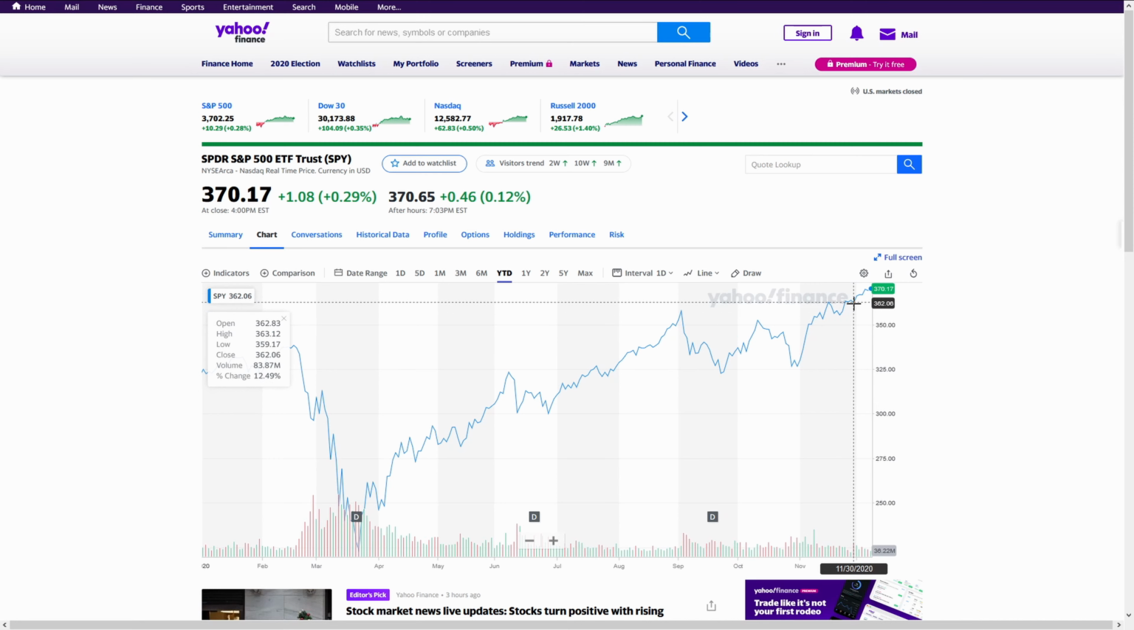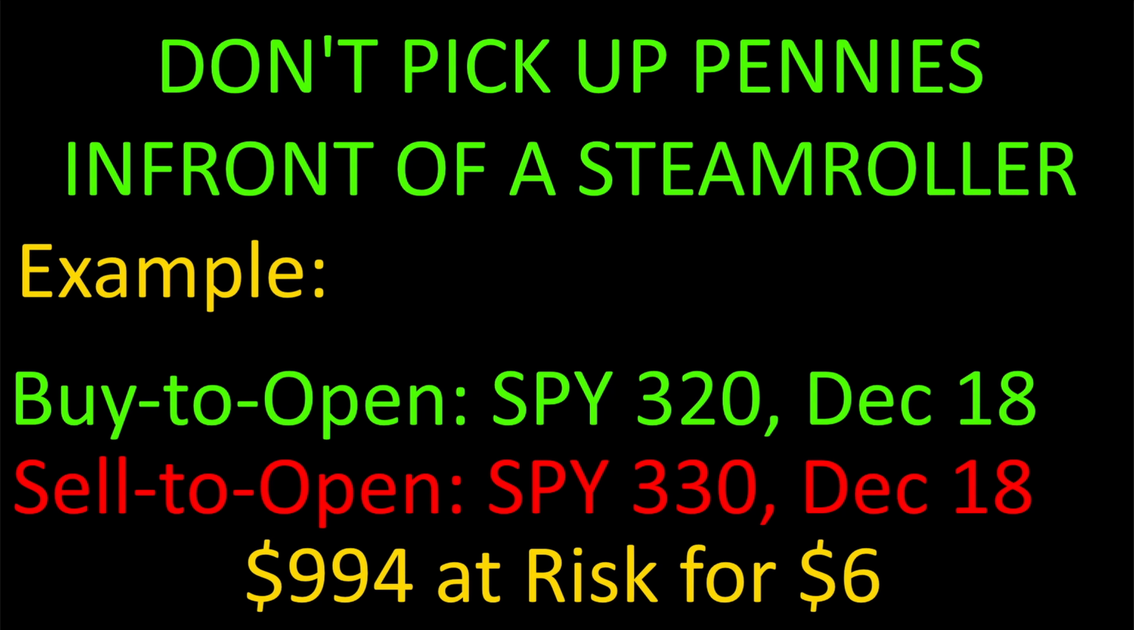If you did a longer play option or segmented things into longer plays, you would still make money or cut your losses way down. So that's why I say don't pick up pennies in front of a steamroller. These are not the type of spreads you want to be making.